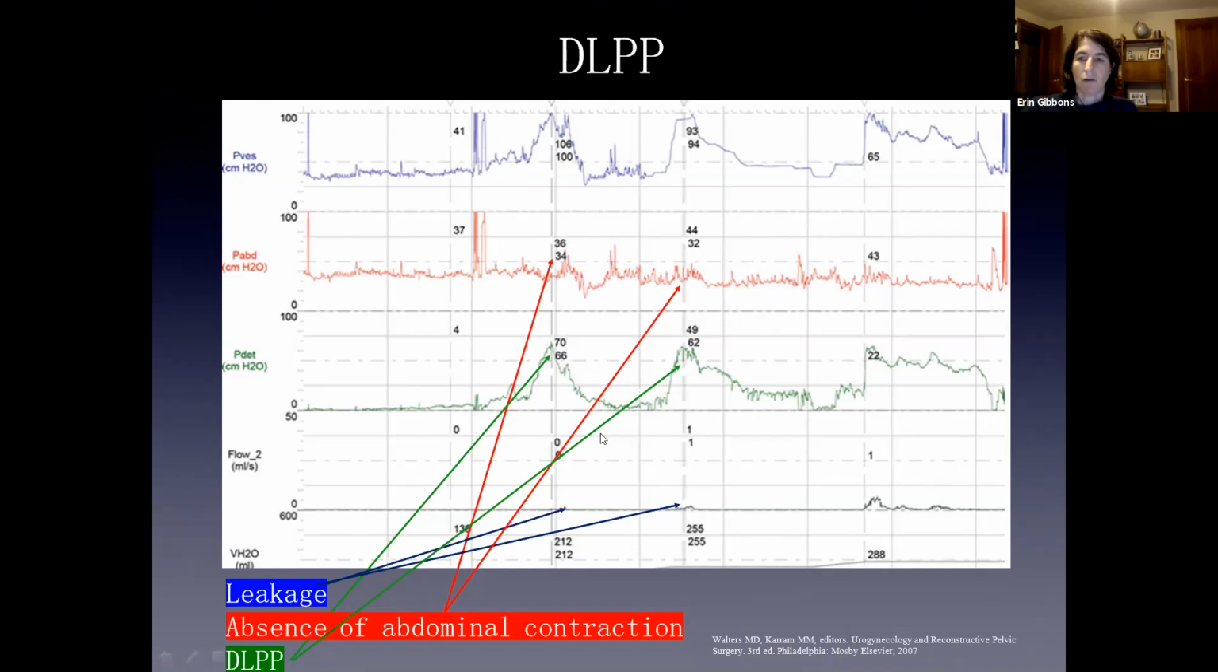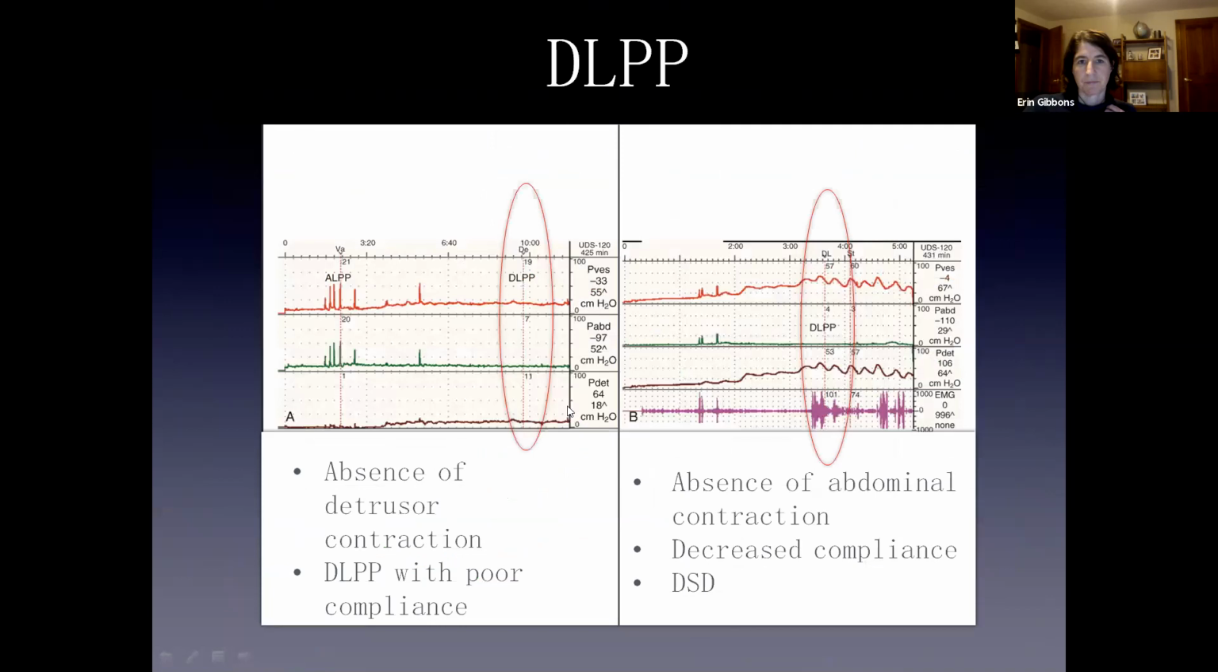And usually I will document in my study that they had a detrusor leak point pressure of 66 at 212 cc's. And then just two more examples, the same idea. Here we go, no contraction.